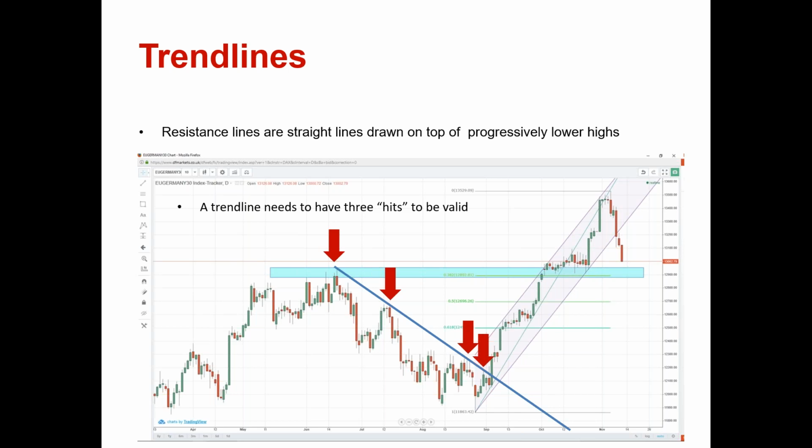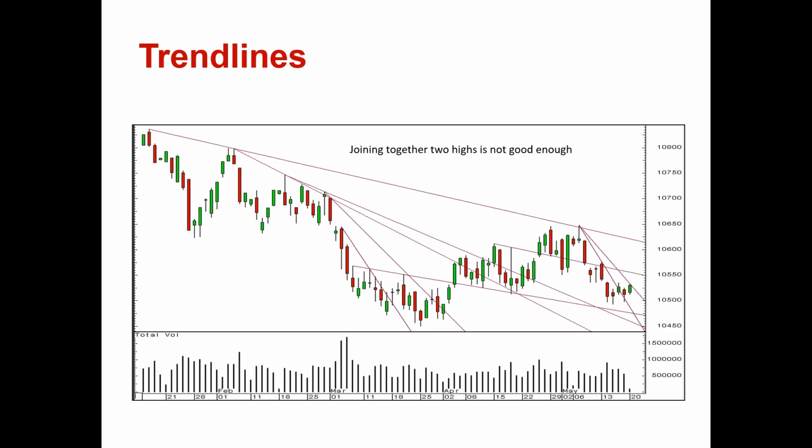But the important thing is to have 3 hits for a trend line. If you were to just randomly join together any 2 highs on a chart, you could end up with a lot of lines, none of which are of any real use to you. So try and stick to that 3-hit rule, and then you can narrow it down. It's not so arbitrary, and you're looking at the lines that are defining trends rather than arbitrary lines drawn between random data points on the chart. So that's an important thing to remember.